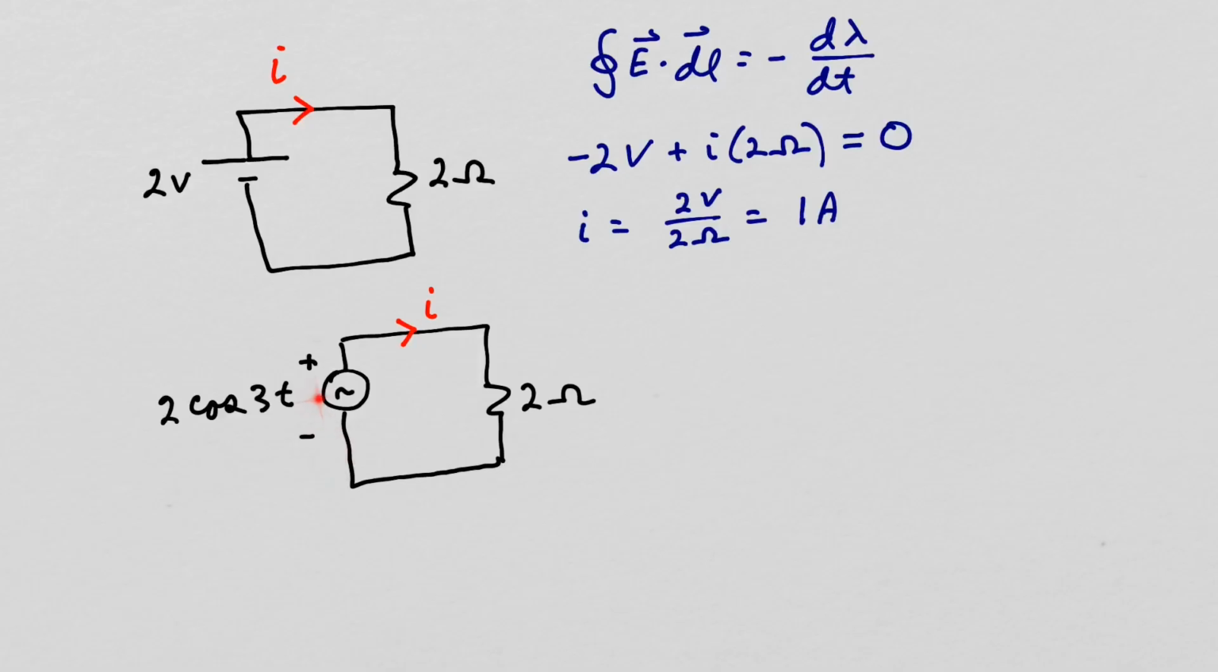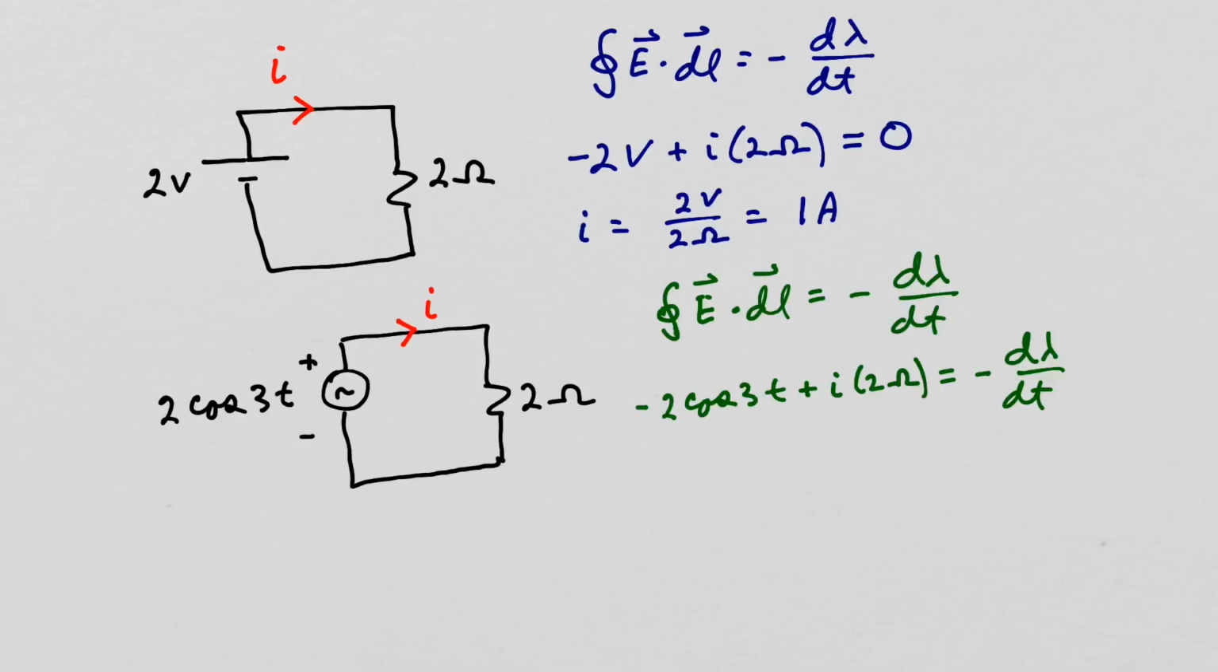So here's another circuit, and again we want to solve for the current, so let's apply Faraday's law. Integrating E dot dl around our circuit, we have minus 2 cosine of 3t plus I times 2 ohms. Since the current will be changing with time, you'll have a magnetic flux through the surface of our circuit that's changing with respect to time. So you will have a term here on the right-hand side.